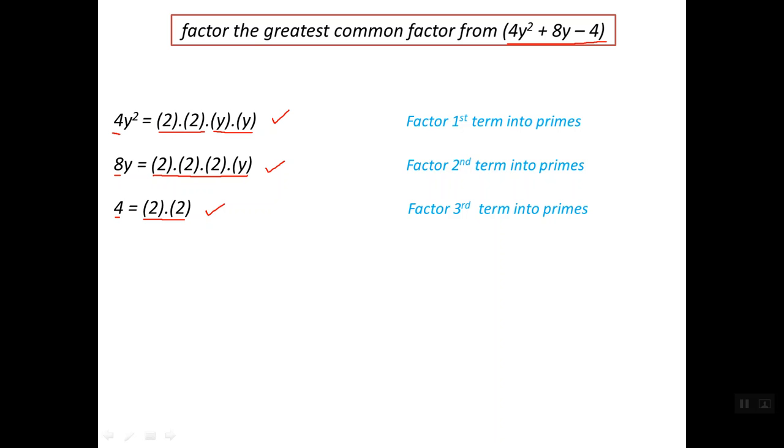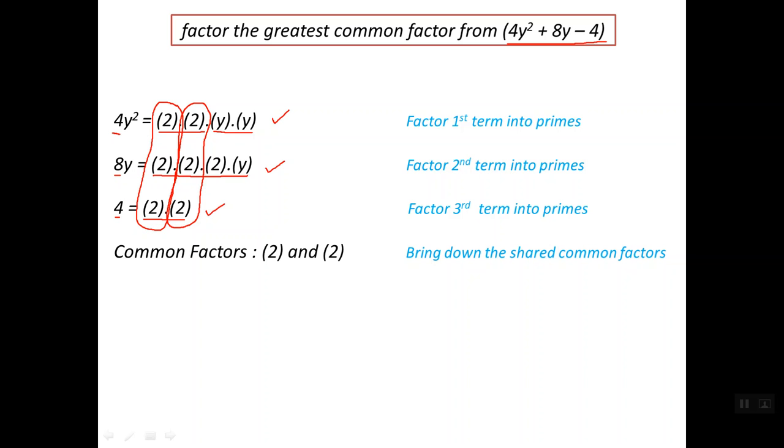Now we are trying to find the shared factors in the three lists. So first we have this 2, and we have another 2, and that's all. Regarding the y, it is shared in two lists, not in all three lists. So the common factors are simply the 2 and 2.